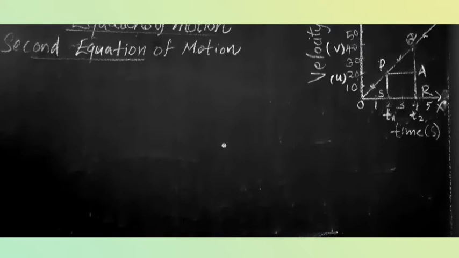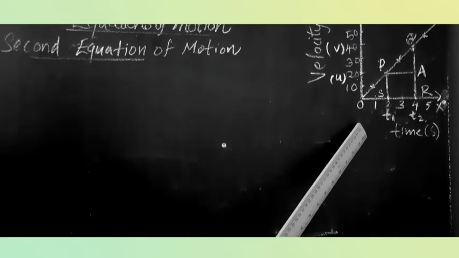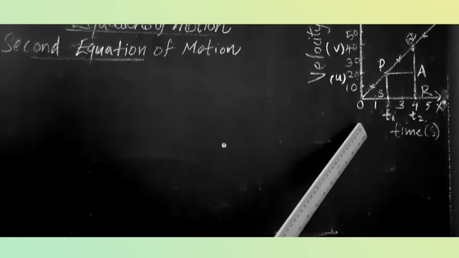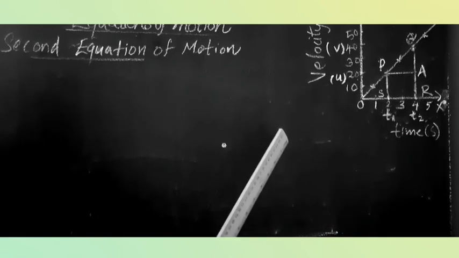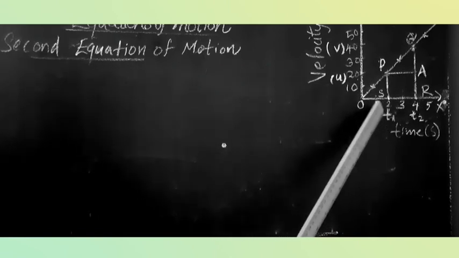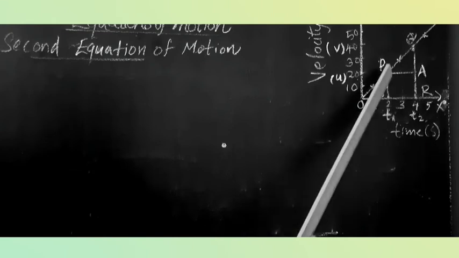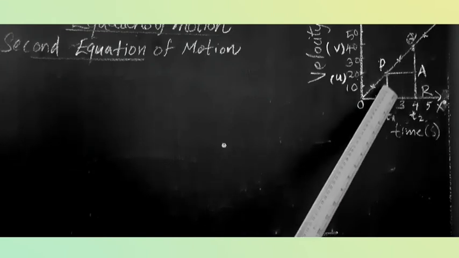So, to calculate displacement in the time interval S to R, let us find out the area below the graph. Here, the area of the trapezium PQRS is numerically equal to the displacement. Now let us find it out. To find the displacement in the time interval t1 to t2, it is enough to find the area of the trapezium PQRS.